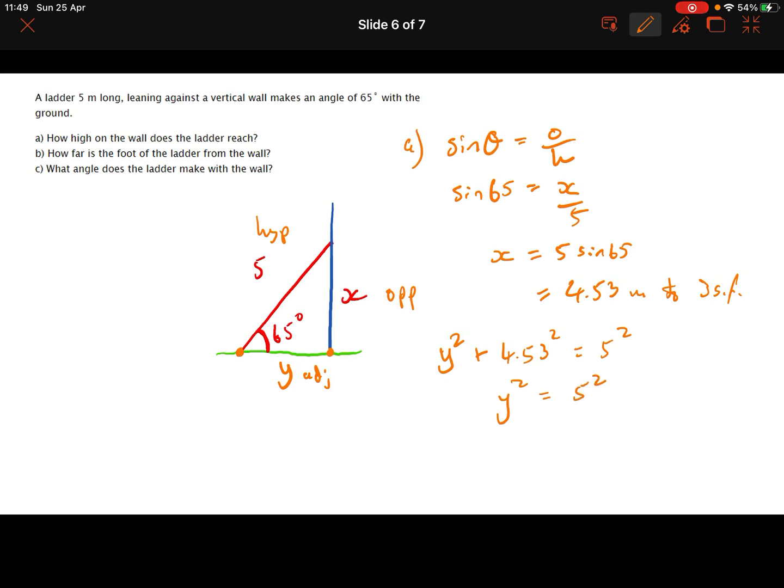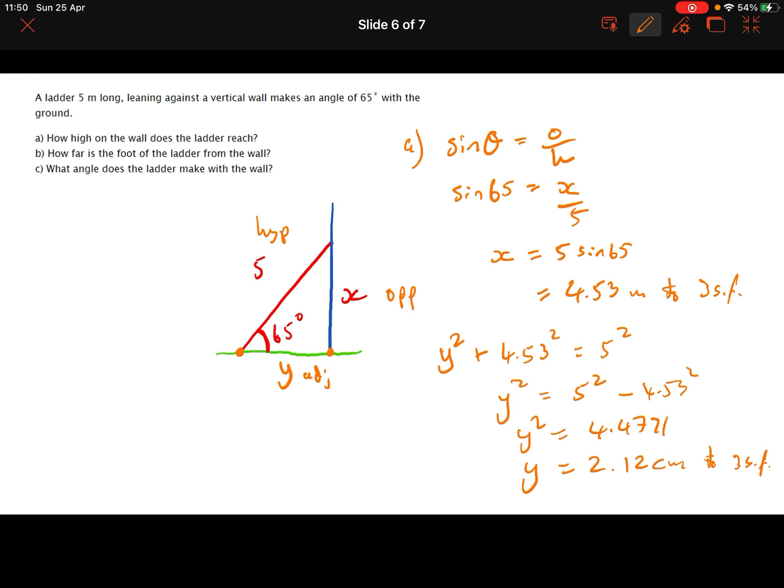So y squared equals 5 squared minus 4.53 squared, which is 5 squared minus 4.53 squared, about 4.4791 by my calculator. And then to find y, I will simply square root that answer. So I get an answer of 2.12 meters to 3 significant figures.